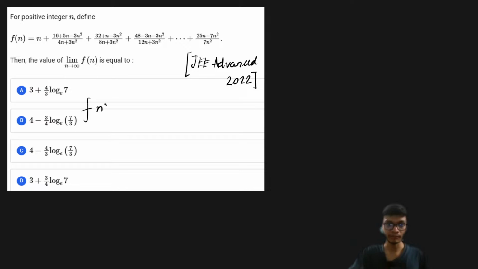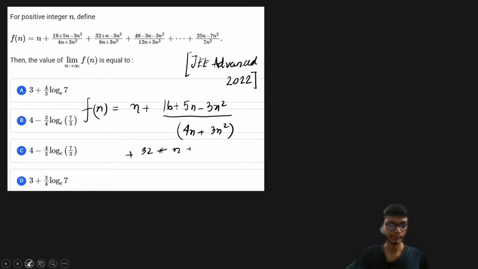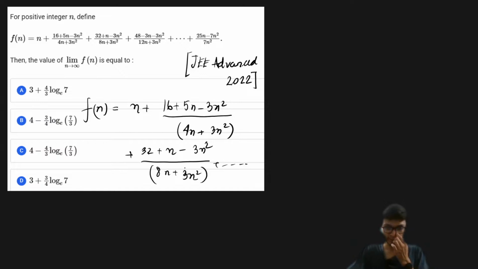This question is saying that f of n is equal to n plus (16 plus 5n minus 3n square) divided by (4n plus 3n square), plus (32 plus n minus 3n square) divided by (8n plus 3n square), and so on. I am not writing all the terms, but now we have to try to find the limit.